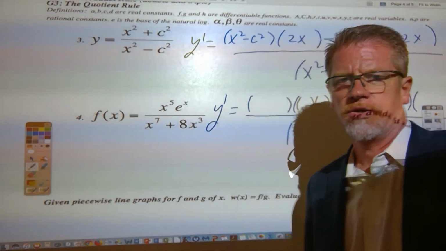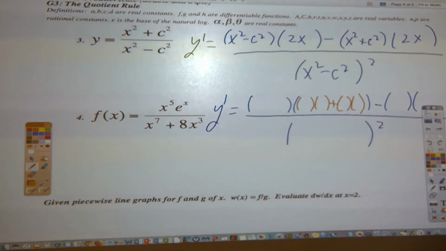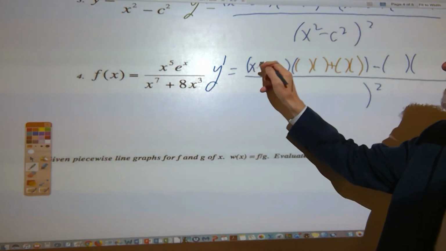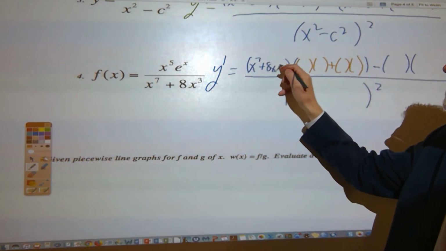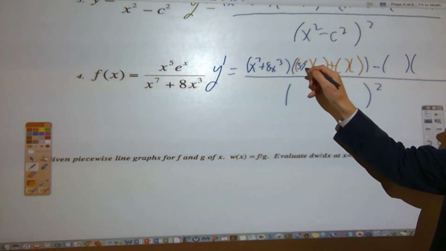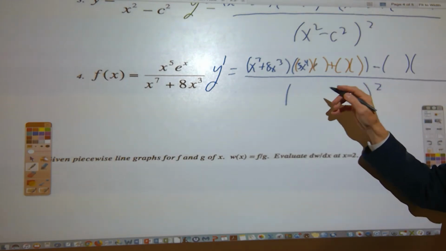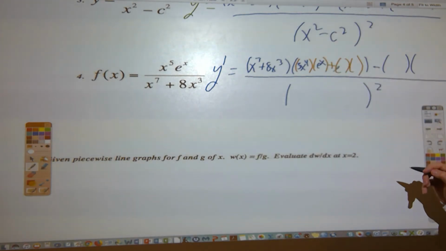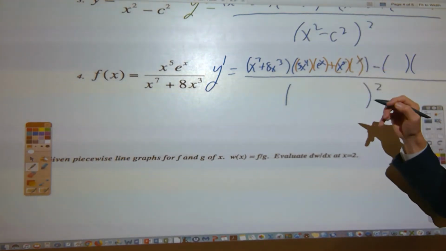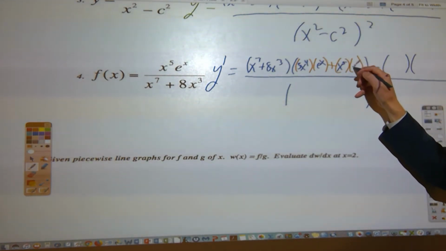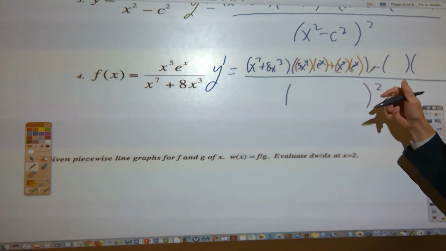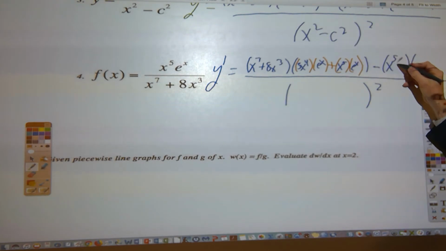I'm back. Now, here's what I was hoping you would do on problem 4. Low is x to the 7th plus 8x cubed. D high is derivative of the first, or 5x to the 4th, times the second, which is e to the x, plus first, which is x to the 5th, times the derivative of the second, which is also e to the x. So it's low d high minus high is x to the 5th e to the x.